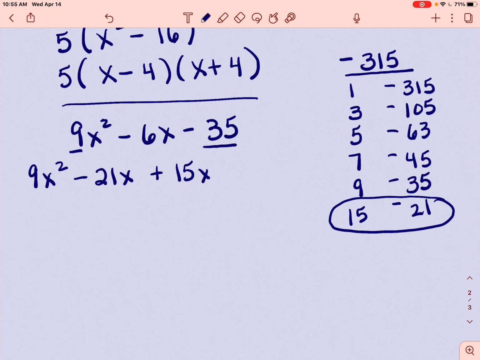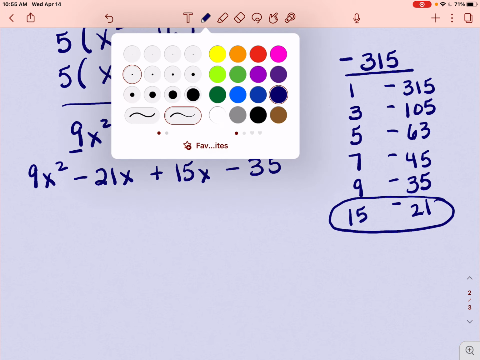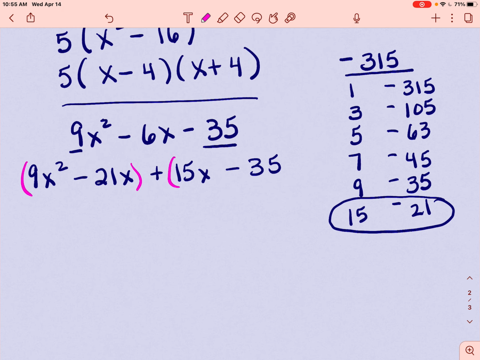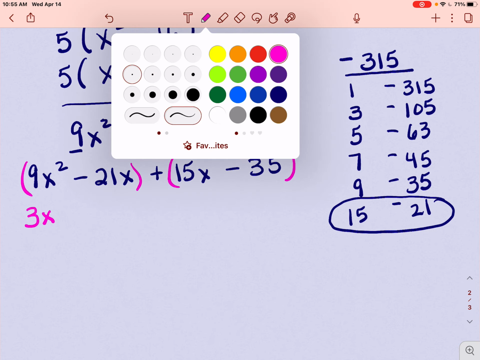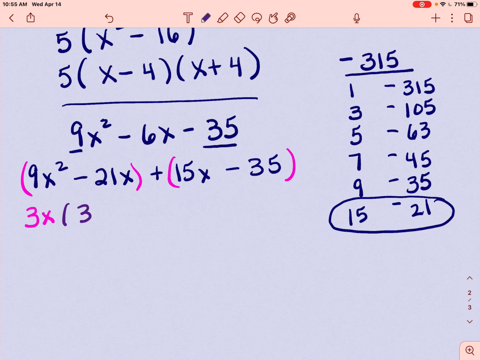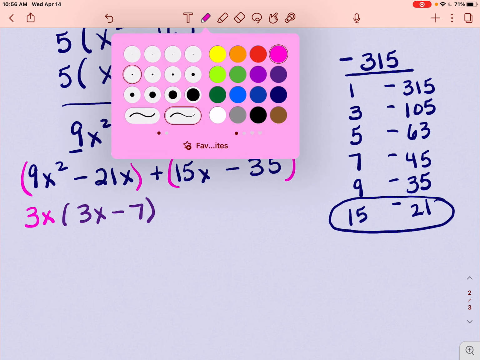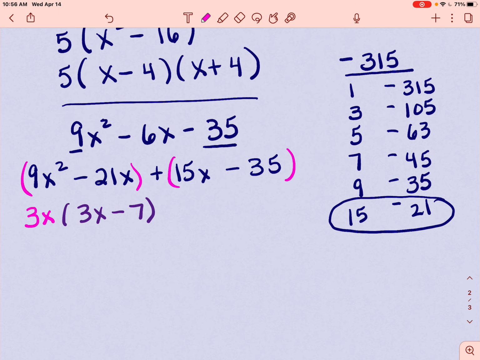I was strategic there because I don't like the minus in the middle. Minus 35. I'm going to factor by grouping now. Parentheses go on these pairs. Common factor in the front here is a 3x. That leaves behind 3x minus 7. Common factor here is going to be a 5, since 5 times 3 is 15. That'll leave behind 3x minus 7.